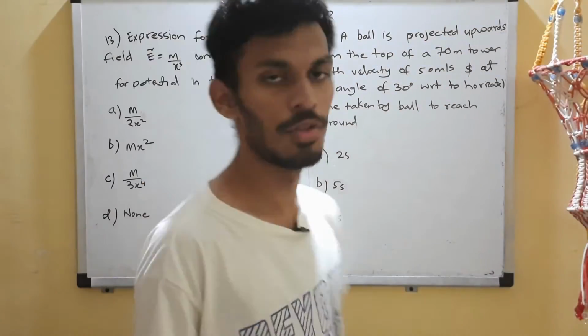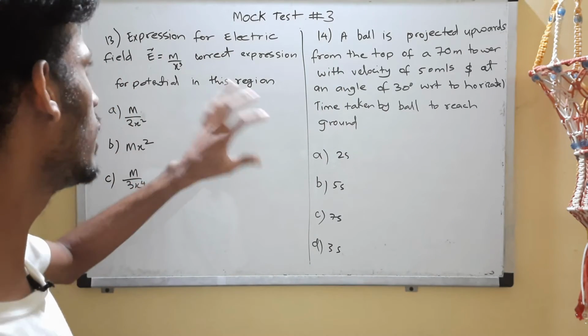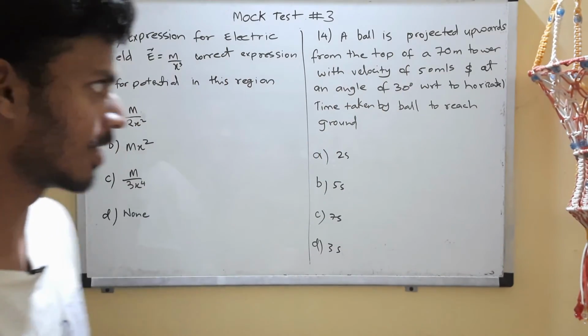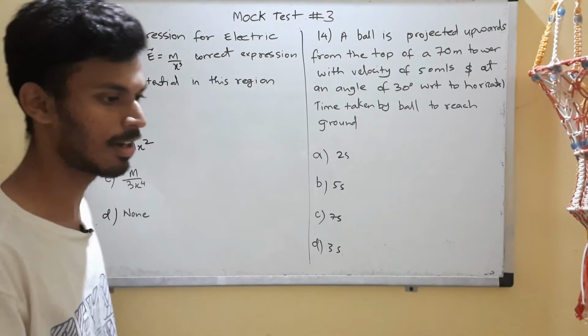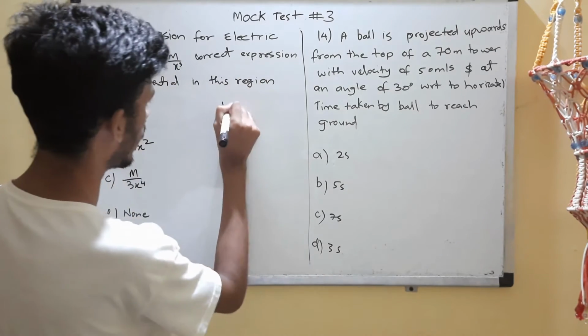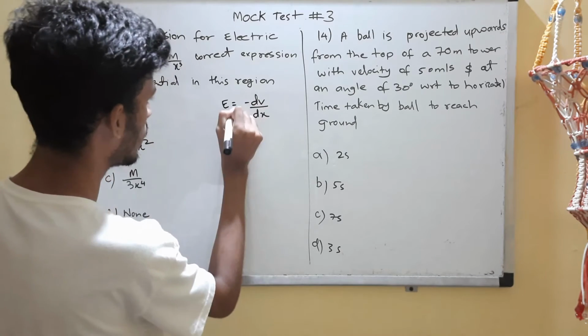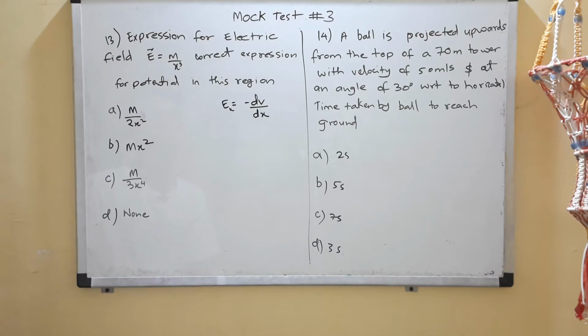Question 13 and 14 over here. In question 13, we are given the expression for electric field in a region. We are supposed to predict the expression for potential. Okay, quite simple. You are just supposed to know the relationship between your electric field and potential. Basically, electric field is minus dV by dx, right? So if it's in the x direction, okay, here it's only in the x direction.